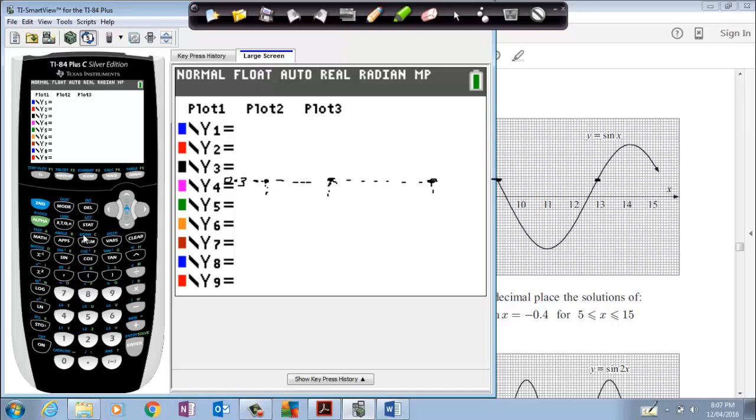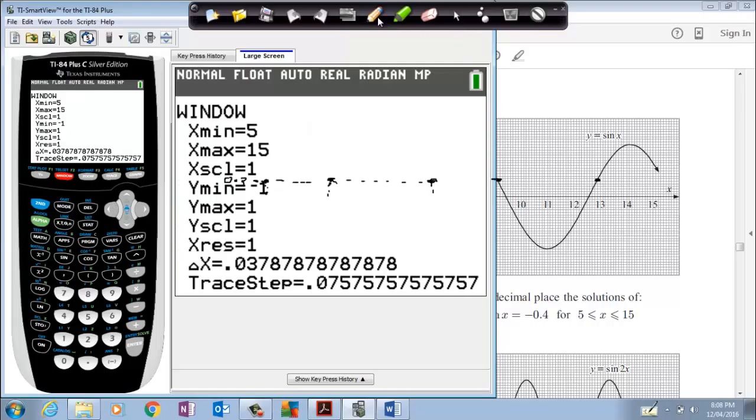Here's sine x. So put in sine x, and we also want to put in a straight horizontal line of 0.3, so I can see where it intersects that graph. We're also going to change the window range. We want to go from 0 to 15, so I'll go 0 for the x min up to 15 for x max. The y coordinate goes from -1 to 1.